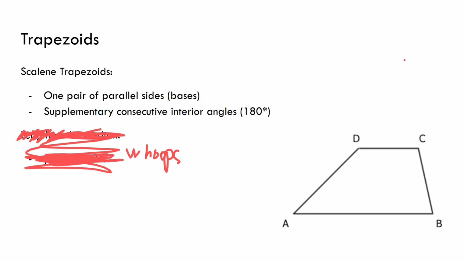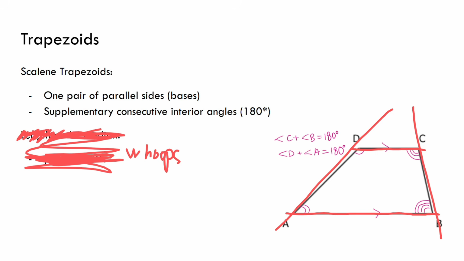Okay, so moving on to trapezoids, there are 3 types of trapezoids that you need to remember. The scalene trapezoid only has 1 pair of parallel sides, which are known as the bases, and then the supplementary consecutive interior angles that exist are these 2 pairs right here. So if you add them up together, it's going to be equal to 180 degrees. You can kind of imagine them because these 2 are the parallel lines, right? And then these 2 are the transversals. So if you add this angle and this angle together, it's going to be 180 degrees. And if you add this angle and this angle together, it's going to be 180 degrees as well.